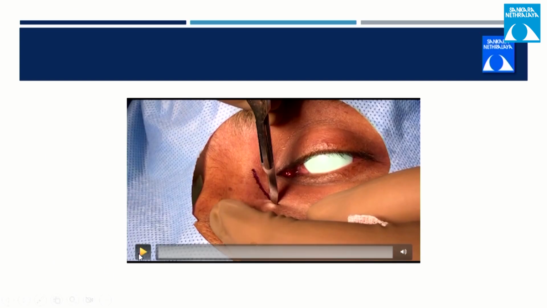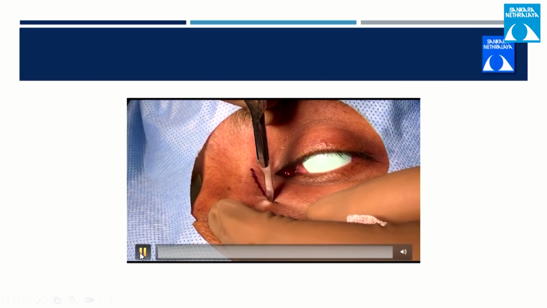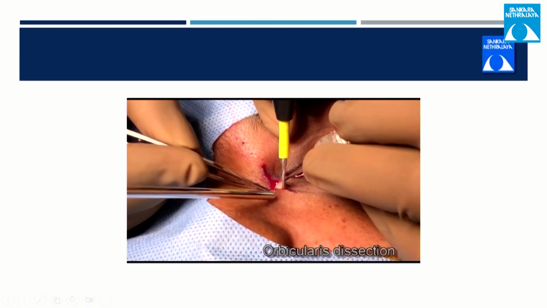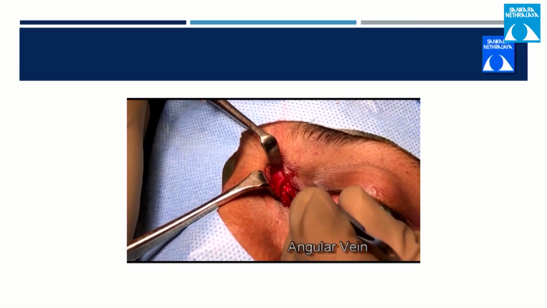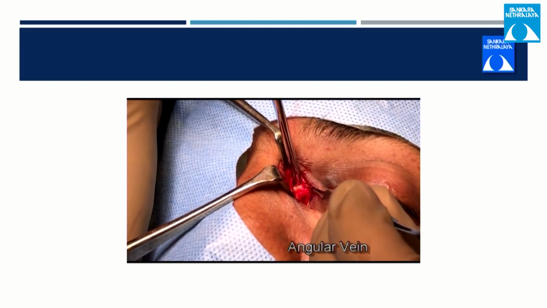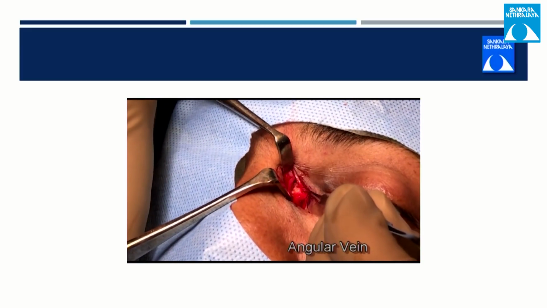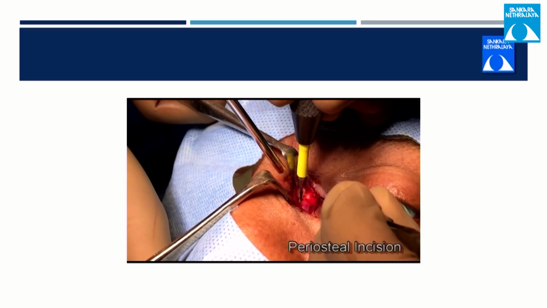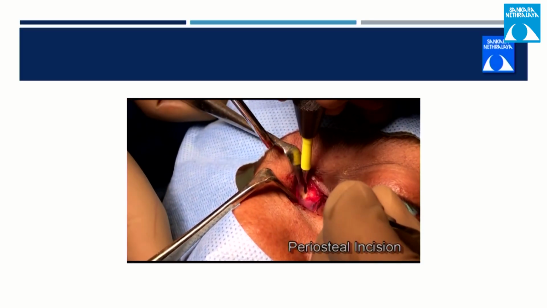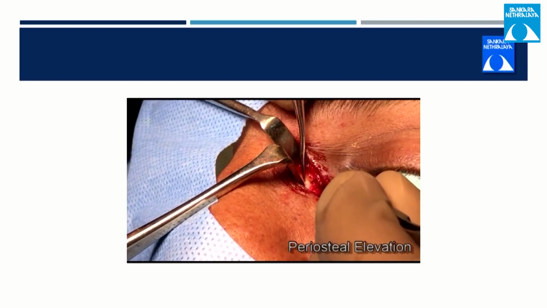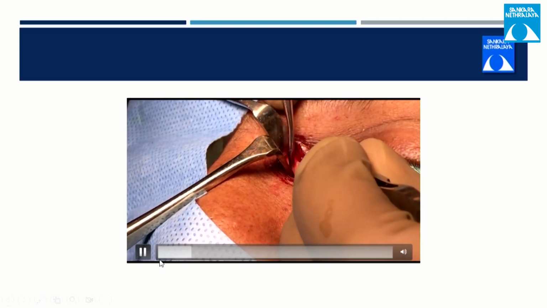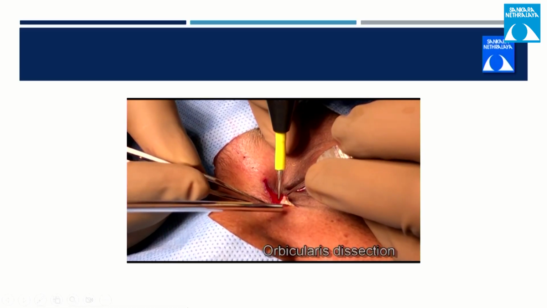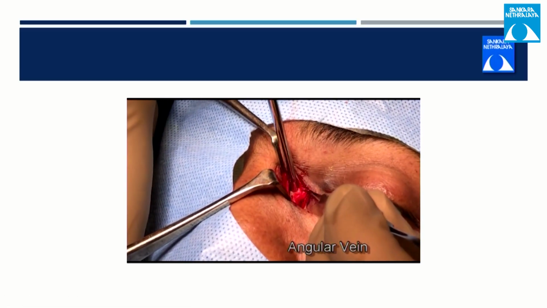Now this is a video of the external DCR procedure. You can explain. So the incision is made medial to the medial canthus. It's a 10 mm incision, and the skin is cut with a 15 blade up to the periosteum, and the periosteum is then incised. Can you restart? Okay. So first is incision along the anterior lacrimal crest generally.